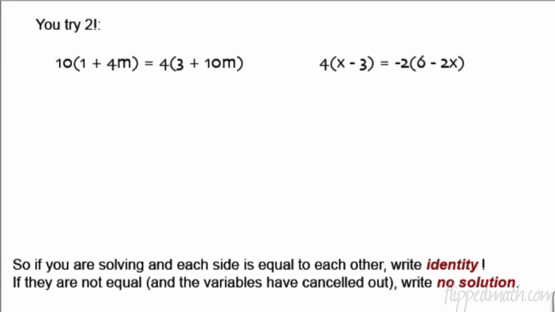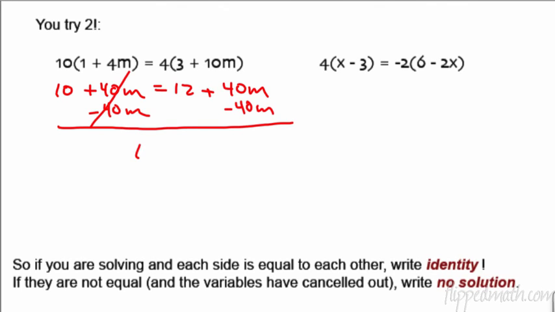We're looking at both of these. The first one here, let's go through it. You use the distributive property. You're going to get 10 plus 40m equals 12 plus 40m. We get rid of the 40 on both sides. They cancel in both places. You get 10 equals 12. That's going to be no solution.